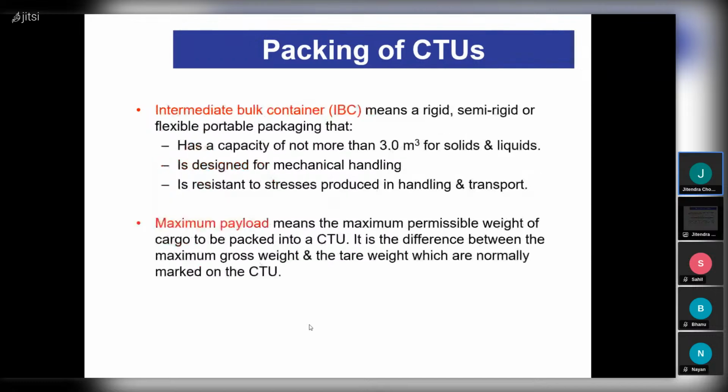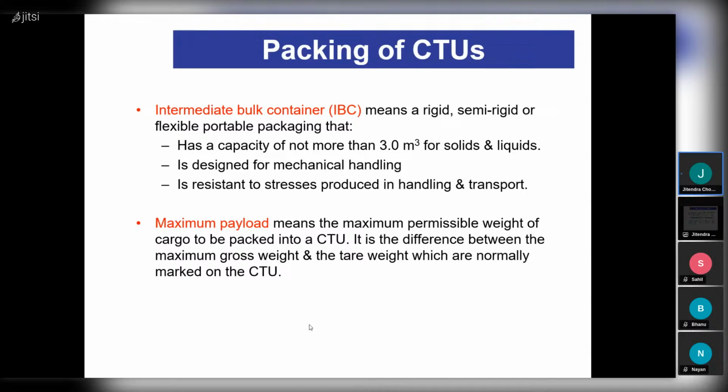So these are the definitions. IBC, intermediate bulk container. It's rigid or flexible; it can be both types. It has a capacity of at least 3 meter cube for solids or liquids, and you can handle it mechanically. It can handle stress. So the maximum payload is marked on the CTU, as we have seen.